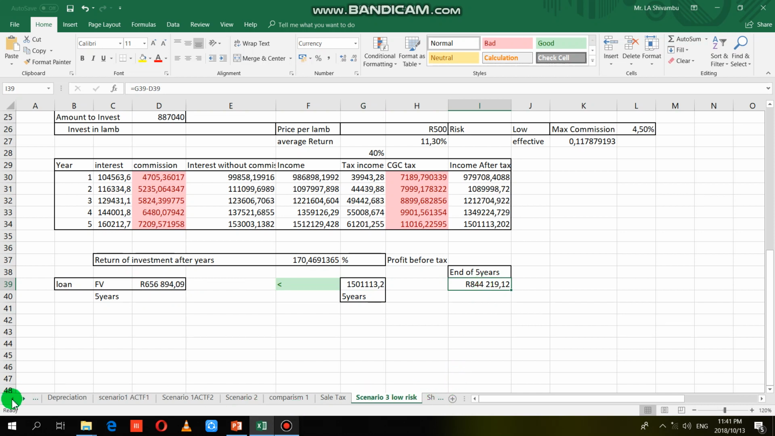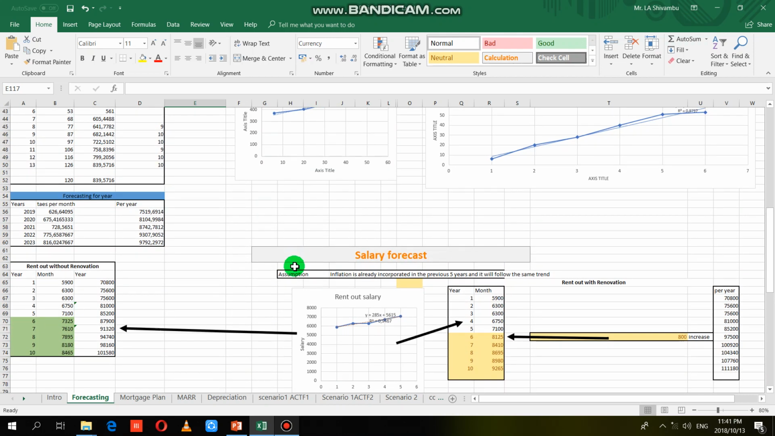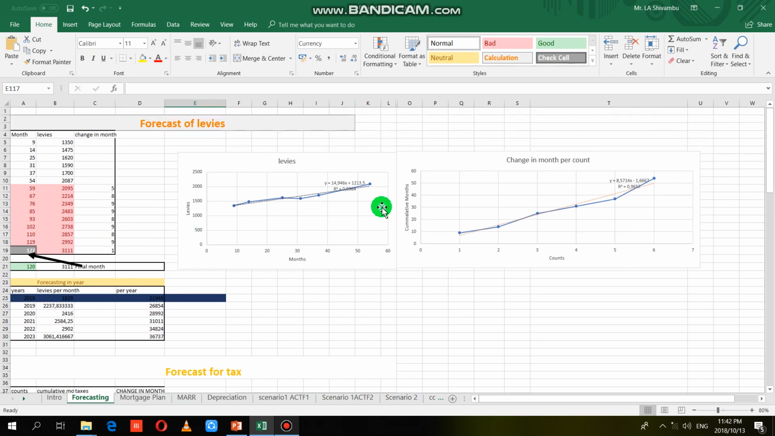Now, for clarity, we used forecasting to forecast our salary increase and our reliability on the BNB option of renting out. We also did focus on tax. We also did focus on levies. Yeah, thank you.